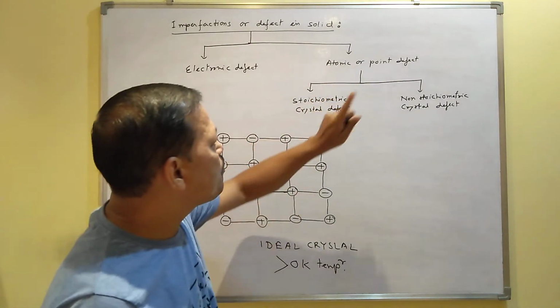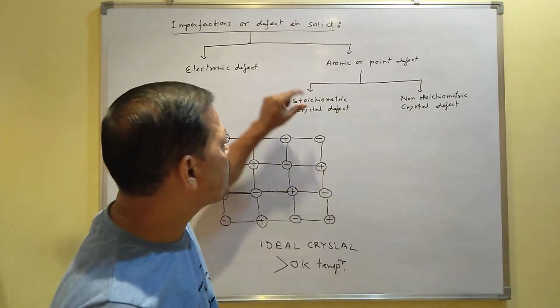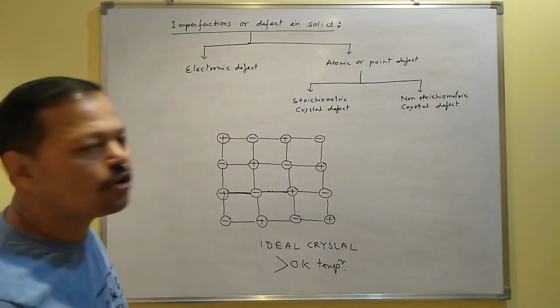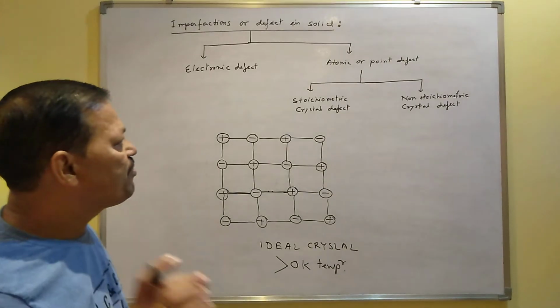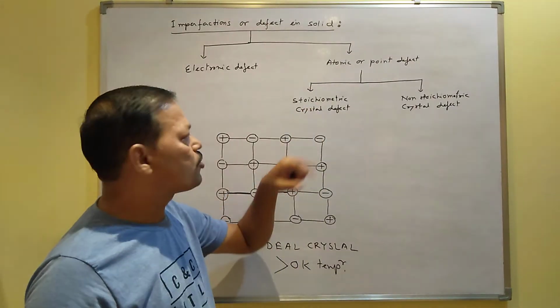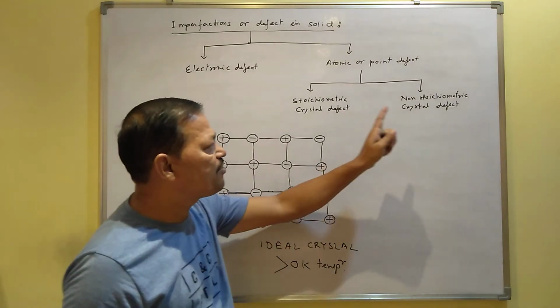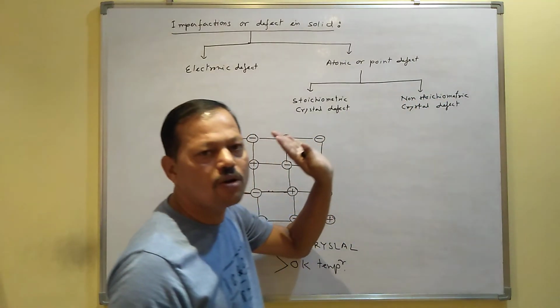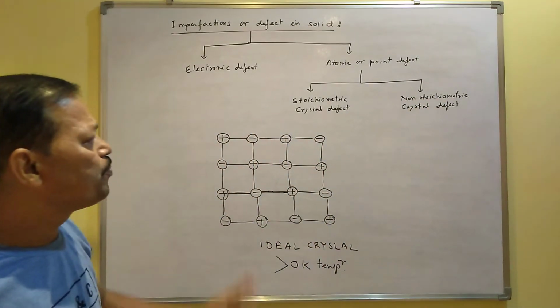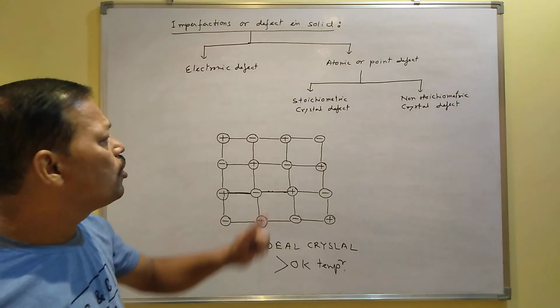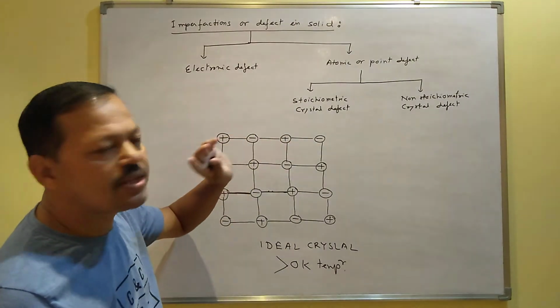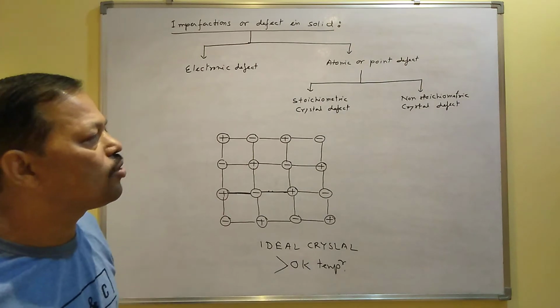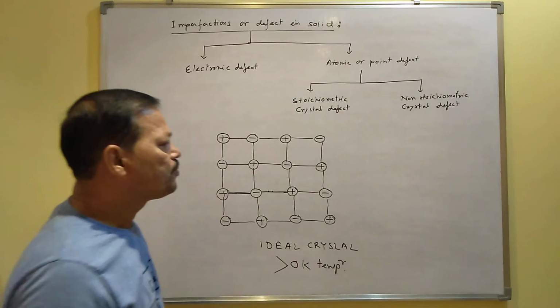Now, atomic or point defects can be classified into two types, stoichiometric crystal defect and non-stoichiometric crystal defect. I mean, the defect shown by a stoichiometric crystal is called a stoichiometric crystal defect, and the defect shown by a non-stoichiometric crystal is called a non-stoichiometric crystal defect. Now first you should know what type of crystals are called stoichiometric crystals and what type of crystals are called non-stoichiometric crystals.